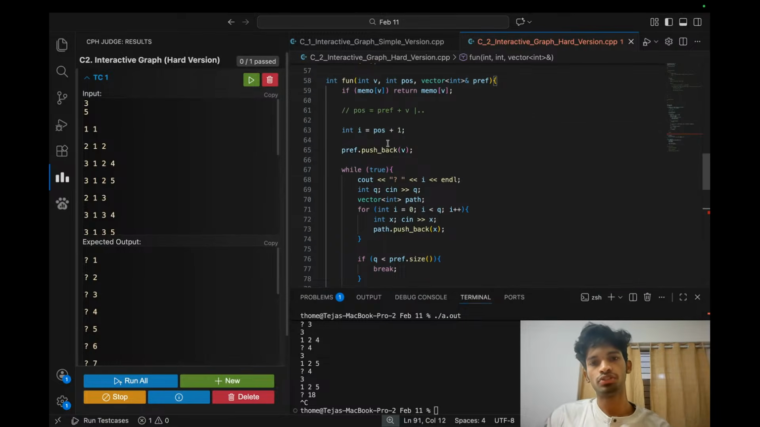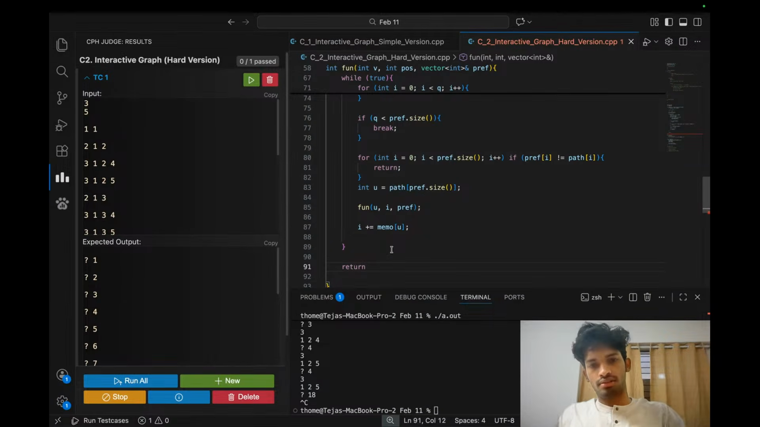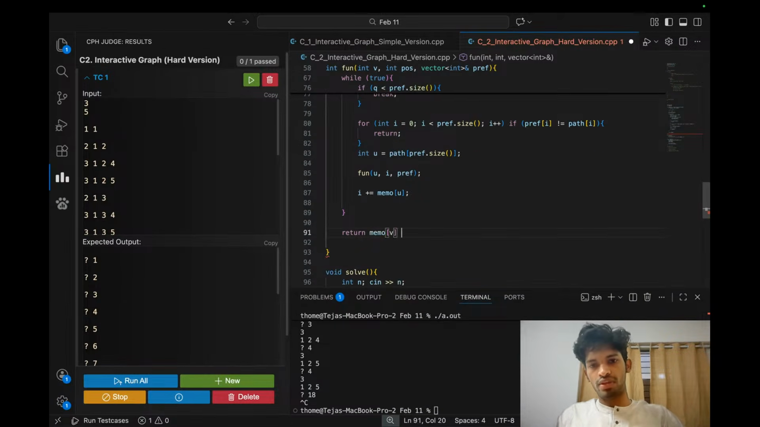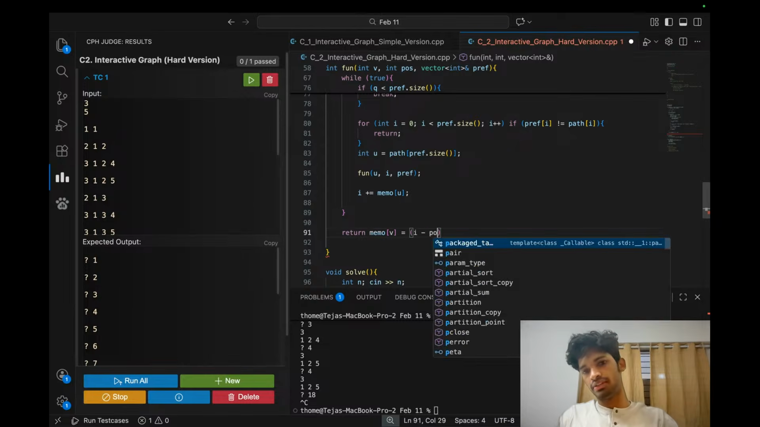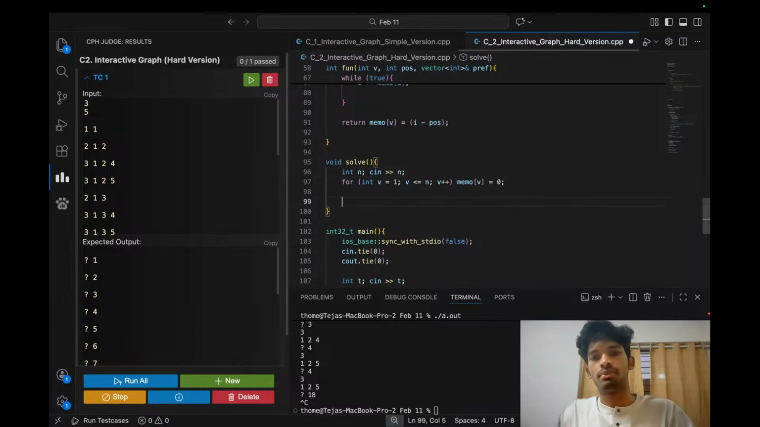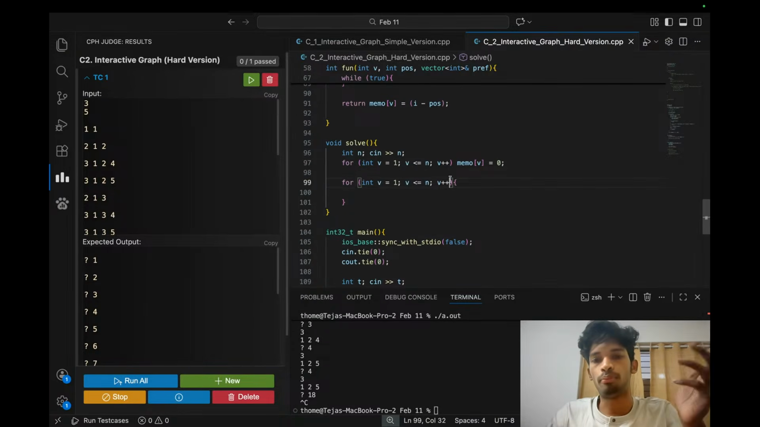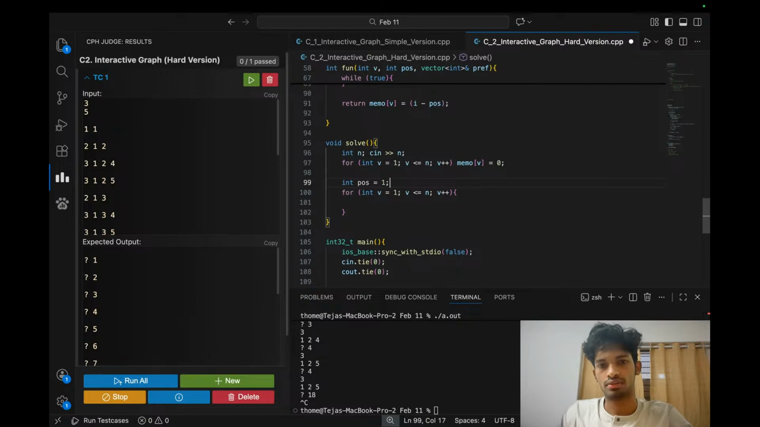So you have initial position, you have final I, which would be here. Initial position is there. Return memo of v equals to I minus pos. So now you have to come here, and then you have to start from v equals to 1. Okay, and then you know initial position, right? From where 1 will start.